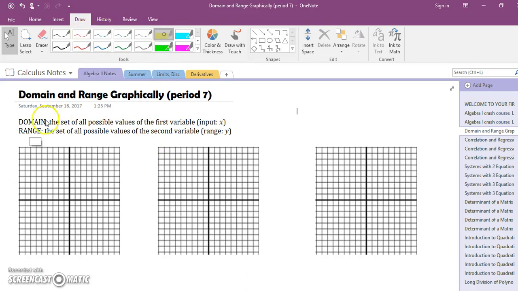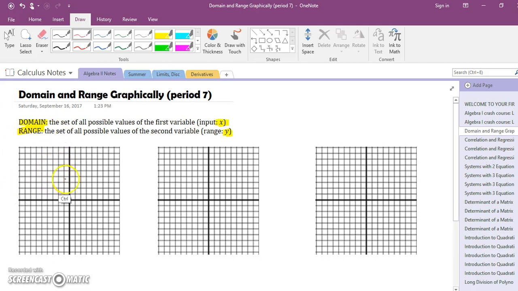So domain and range are terms you've probably used before. Domain is the set of all possible values of, you're used to saying x, your input or first variable, whereas the range is the set of all possible values of the second variable, typically y. So I'm going to do 2 or 3 graphs with you, and then I'm going to have you do the rest here. And then we'll check at the end.